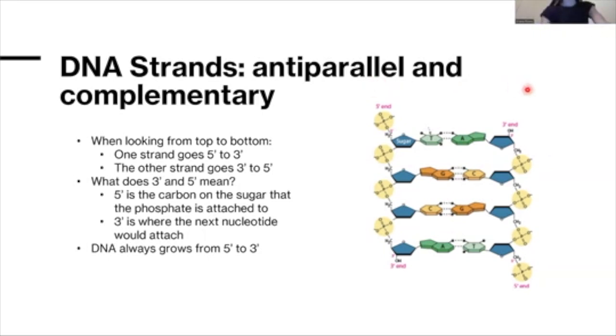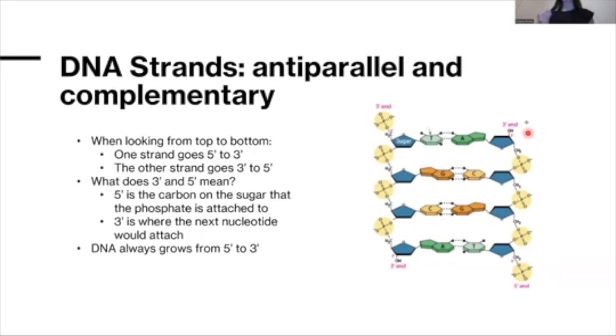So if we were to start at the top for both of these, the one on the left goes 5' to 3'. The one on the right goes 3' to 5'. So they're opposite. The other way you can think about it, if this works better for you, is that traveling from 5' to 3', one of them goes down while the other one goes up, 5' to 3'. So whichever way works better for you to remember that they're anti-parallel, that's great.